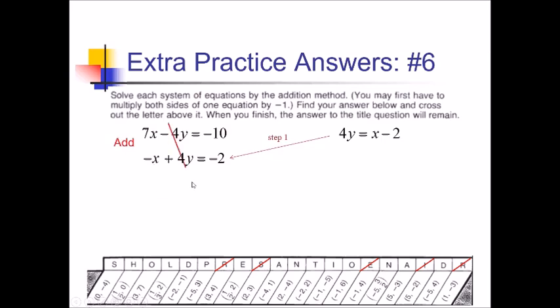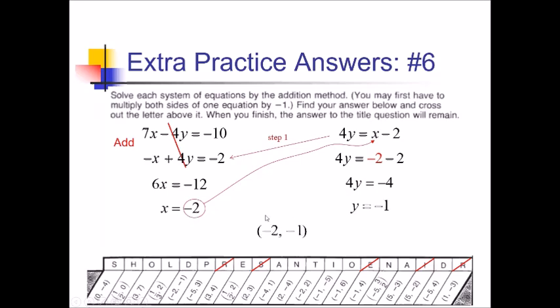Now I can add these together. That cancels out my 4y's. 7x plus negative x is 6x. And then negative 10 plus negative 2 gives me negative 12. If I want to get x, I need to divide by 6, so x equals negative 2. And then plugging that back in over here, we have 4y equals negative 2 minus 2, which is negative 4 over there. And now if I divide by 4, we have y equals negative 1. So this is the point negative 2 comma negative 1. And it looks like that is right here underneath the d, so d goes away.